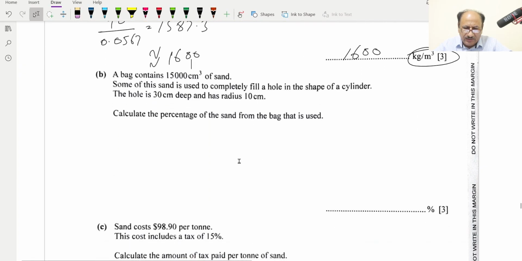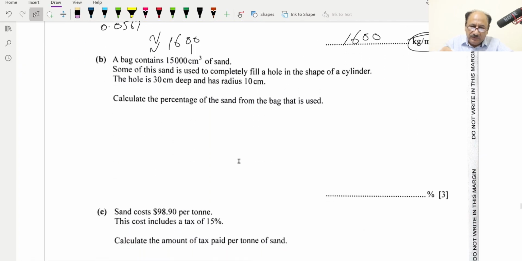Then a bag contains this much centimeter cube of sand. Some of this sand is used to completely fill a hole in the shape of a cylinder. The hole is 30 centimeter deep and has a radius of 10 centimeter. Calculate the percentage of the sand from the bag that is used. So volume of cylinder, we can check. Volume of cylinder will be equal to what?